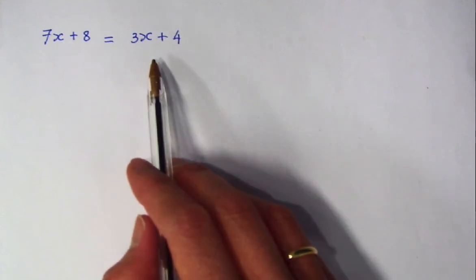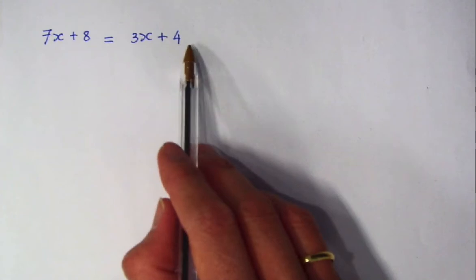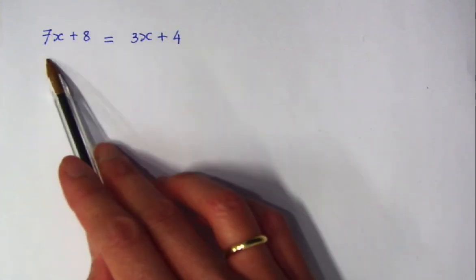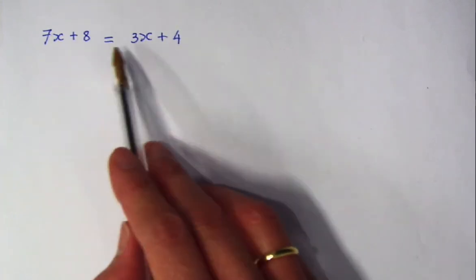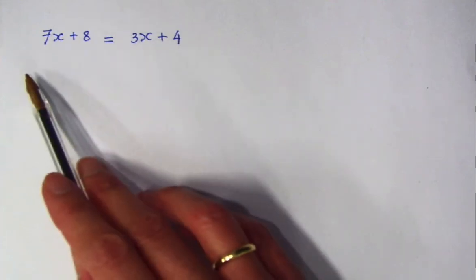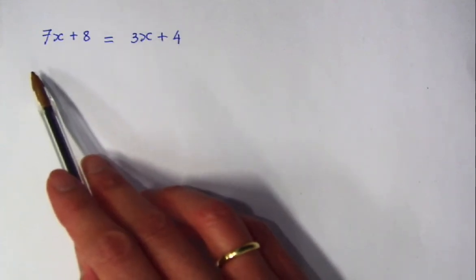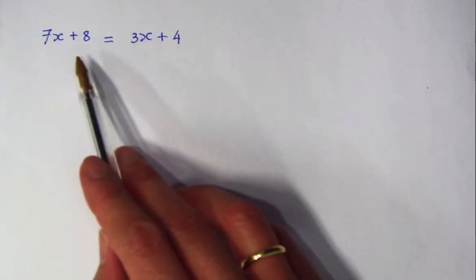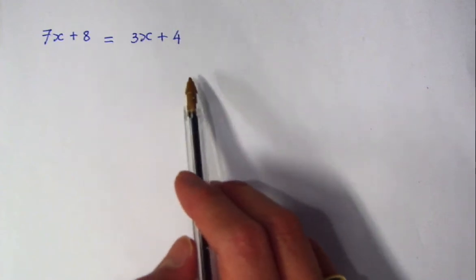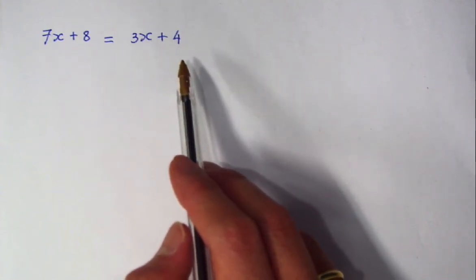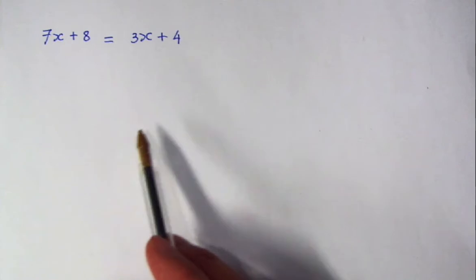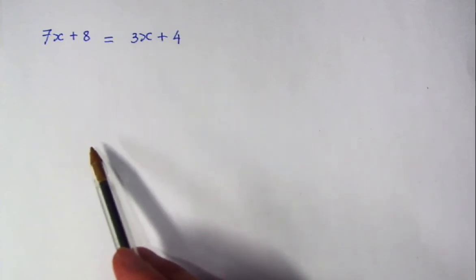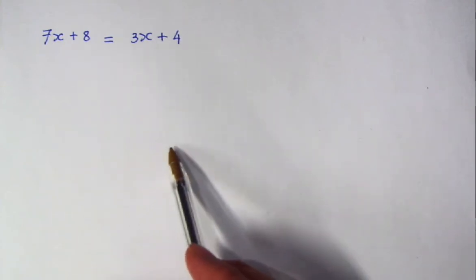I could start by removing 4 both sides. I could also start by removing 3x both sides, for instance. Basically, you can do whatever you want as long as you do the same thing to the left-hand side and to the right-hand side of the equation. And you have to remember your purpose at the end is to get 1x equals a certain number.